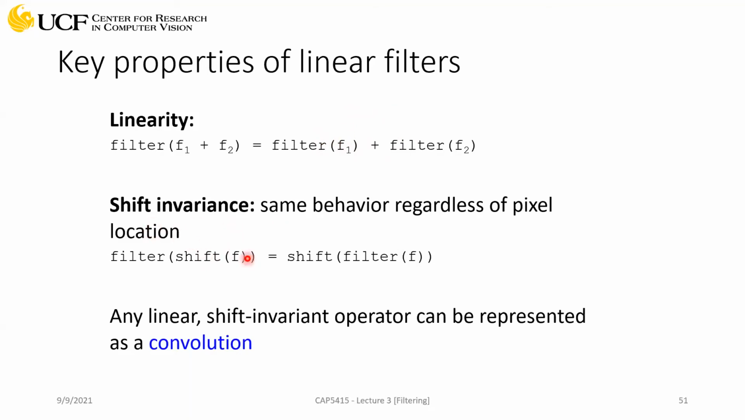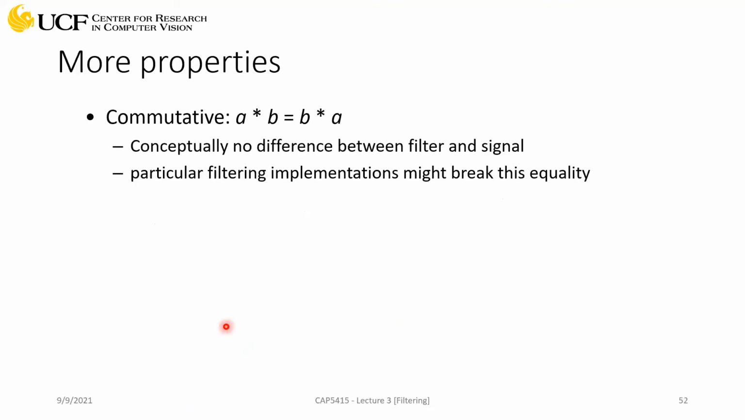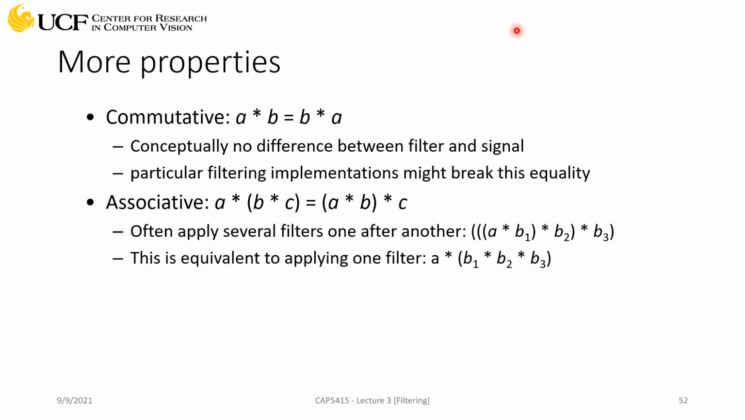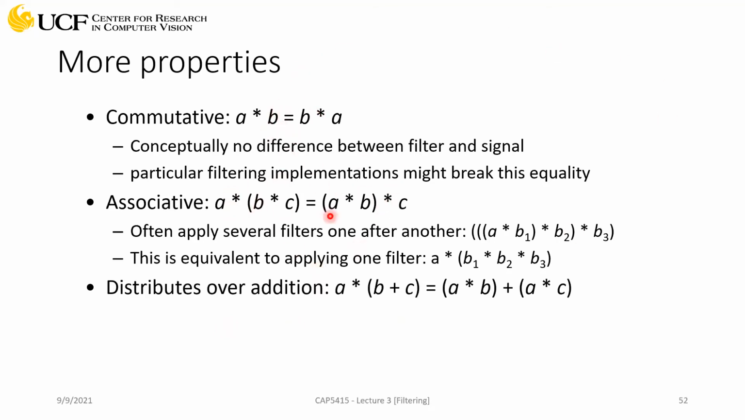So it's shift invariance. You can shift your images and perform filtering, or you can perform filtering and shift your images. It's not going to change anything. So it's linear shift invariant. And the interesting thing is that if a filter is linear shift invariant, you can represent it as a convolution. Okay, so these are some more properties. It's commutative, which is fine. It's associative. I think we have talked about this earlier. And again, it's distributive.